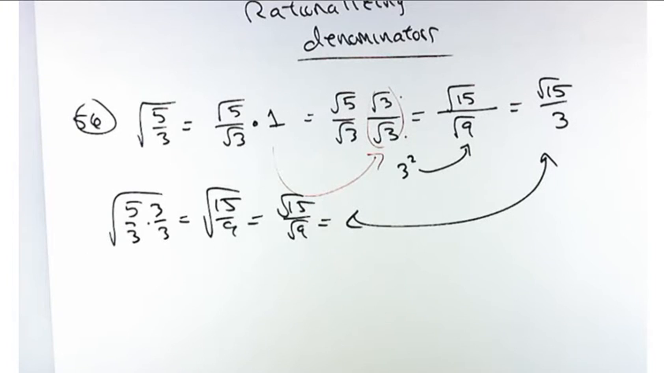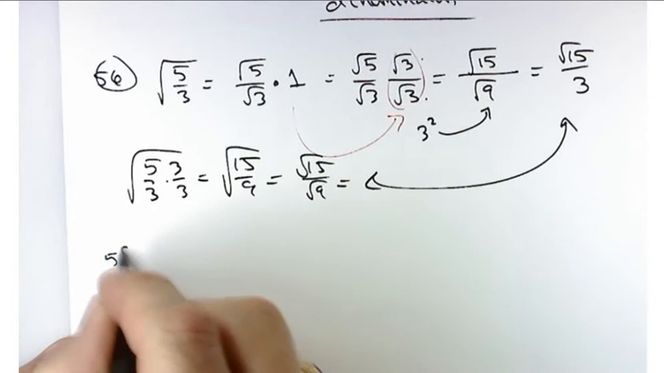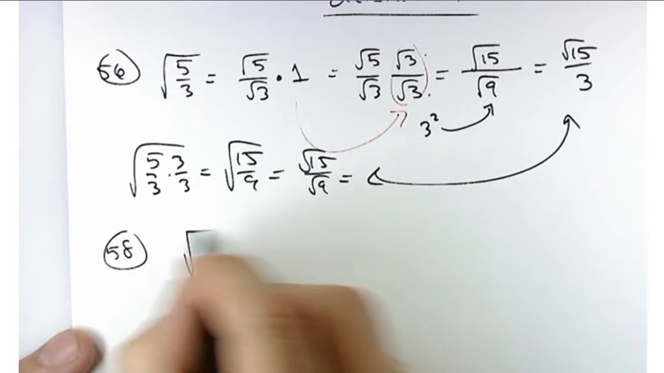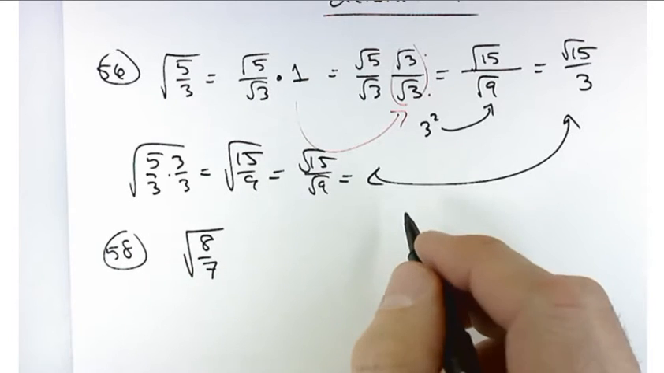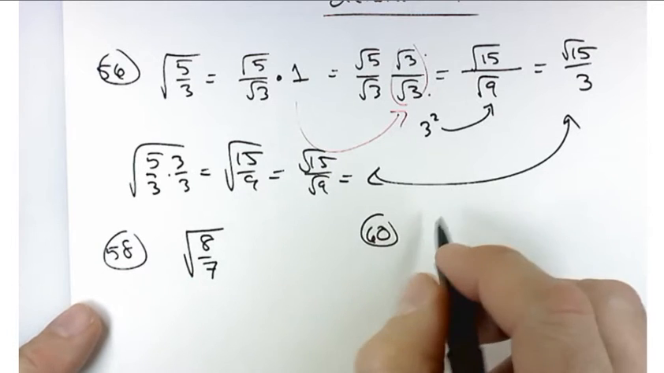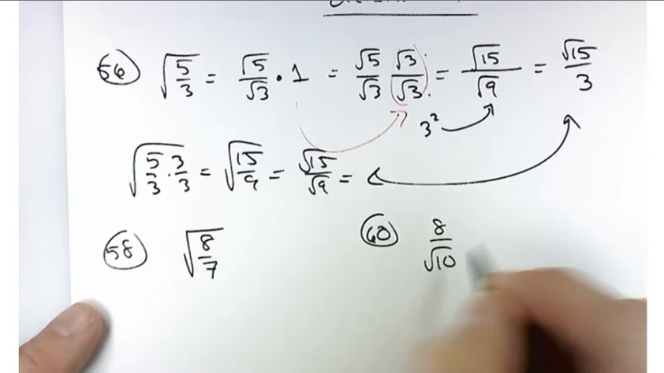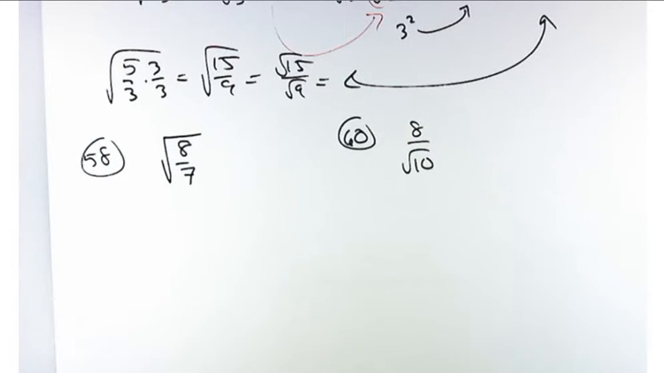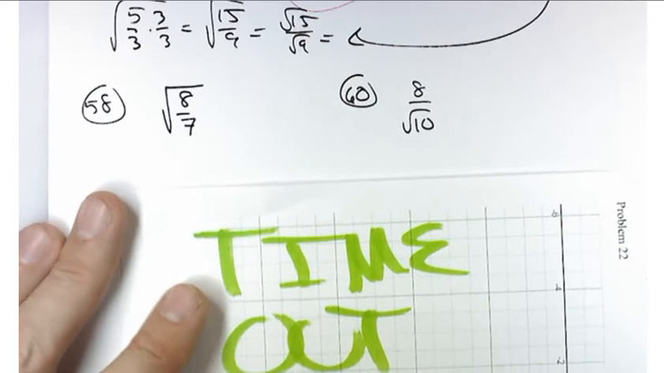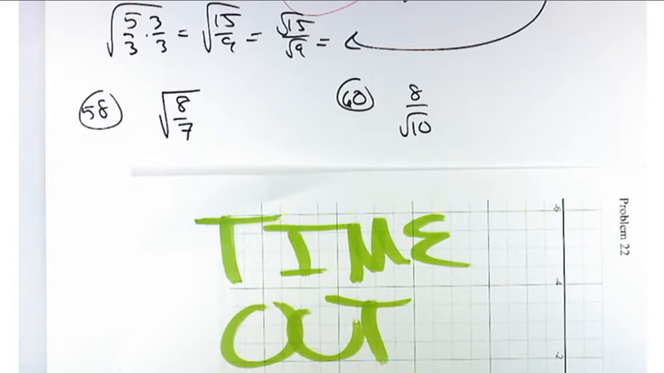Let's try another one like that. Problem number 58. Square root of 8 over 7. Let me give you two of these to try. And problem number 60. 8 over the square root of 10. I'm going to kind of walk around and try and help out a little bit. Help each other out too, because I can't always make it around to everybody at once. But see if you can make it through both of these. Problem 60 is going to need a little extra step of simplification when you're all done. That's okay.